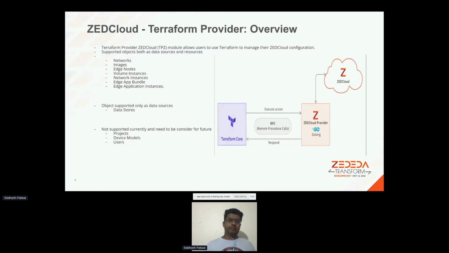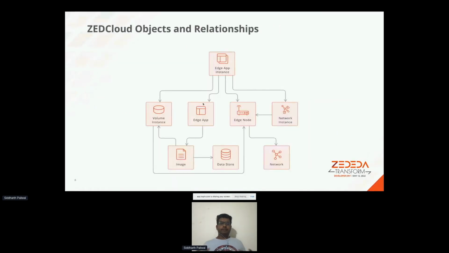them in the future. So, okay, let me walk you through what the available objects on the zCloud are, and what the hierarchy or relation between them is. Let's say we want to deploy the edge app instance. We deploy the edge app instance on the edge node, and it is based on the edge app.